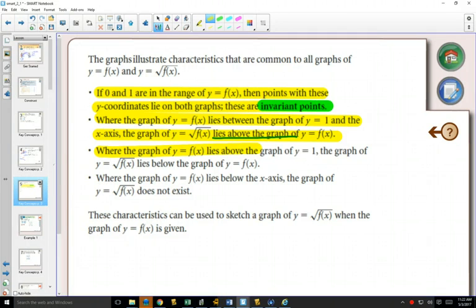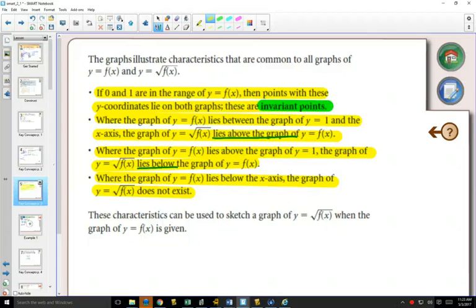And after y equals 1 is where it lies below the graph. And anywhere where your original graph was negative, your square root graph will not exist. So these are the key characteristics that we saw before, and now we can throw any function we want inside, not just lines. Although we'll start with a couple of lines, and then we'll go from there.